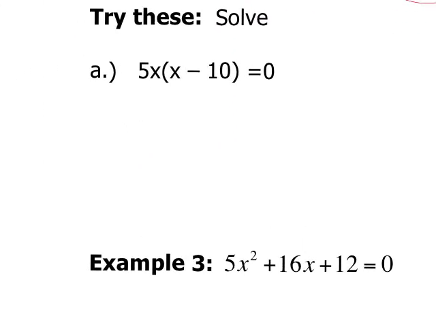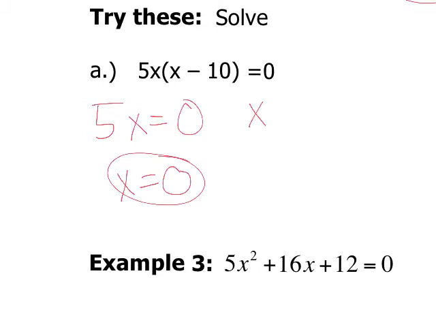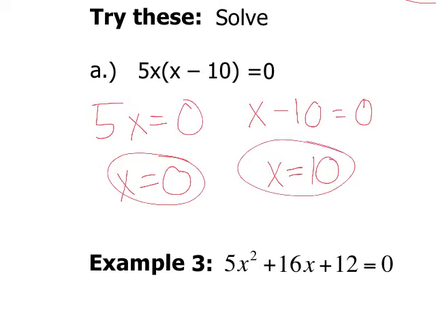Okay, so A, let me zoom in here. A, my 2 different pieces. Remember, a piece sitting out in front of the parentheses is a separate piece. They just don't put it in parentheses if it's only a single term. So that means 5x could be 0, meaning x is 0. Or the other piece, x minus 10, could be 0, meaning x is positive 10 once I do my opposite operation. Okay? So a lot of these have 2 different answers.